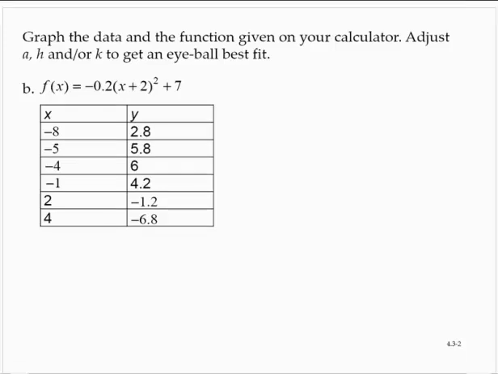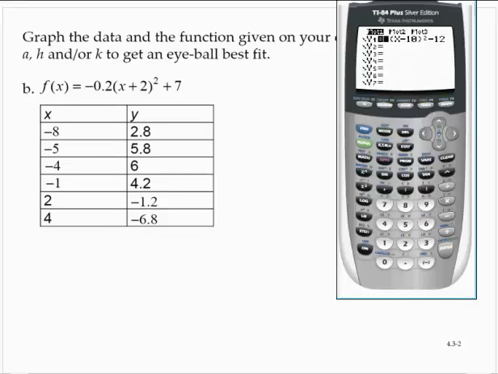Alright, a similar exercise. y equals negative 0.2 times (x plus 2) squared plus 7. Let's adjust our data as well. The x values are negative 8, negative 5, negative 4, negative 1, 2, and 4. The y values are 2.8, 5.8, 6, 4.2, negative 1.2, negative 6.8.